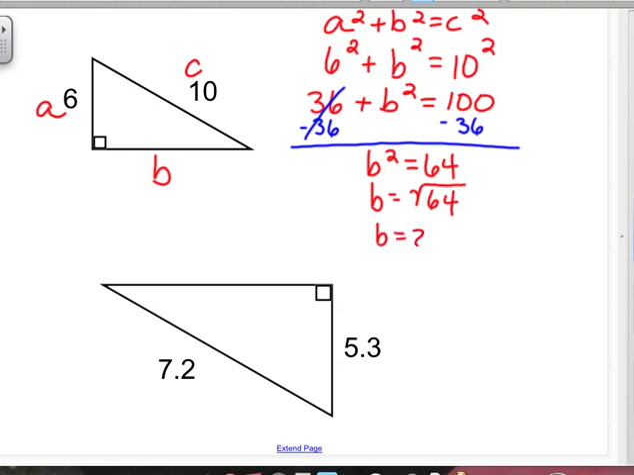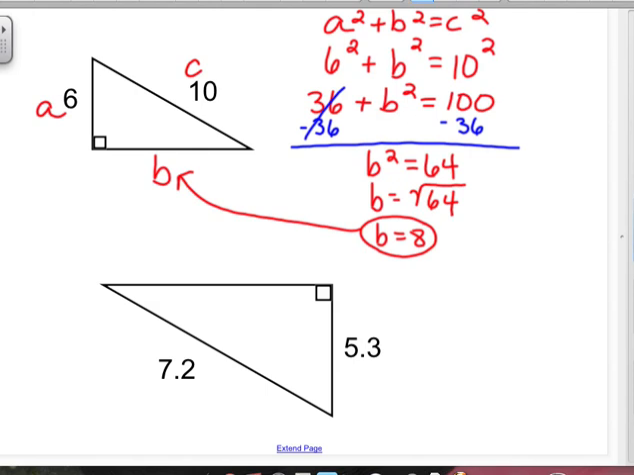Calculator. It's 8. So if I make B have a value of 8, is C still the longest side? Yes, it is. So I'm probably right. In fact, I know I'm right because we worked with this triangle earlier today. This is a 6, 8, 10 triangle, much like a 3, 4, 5.